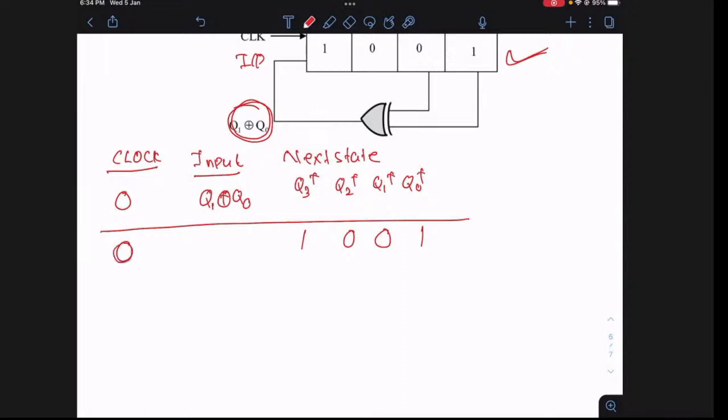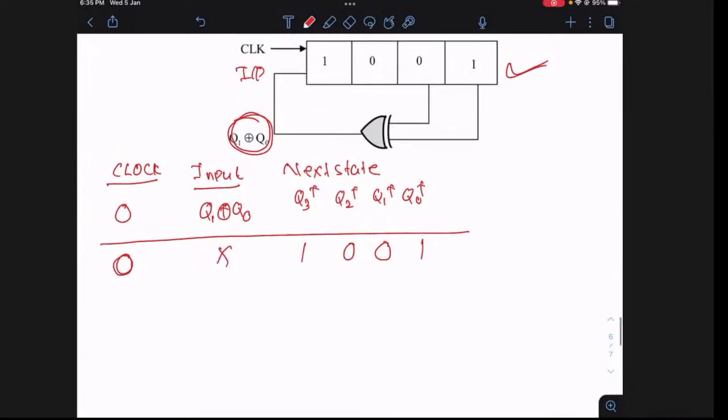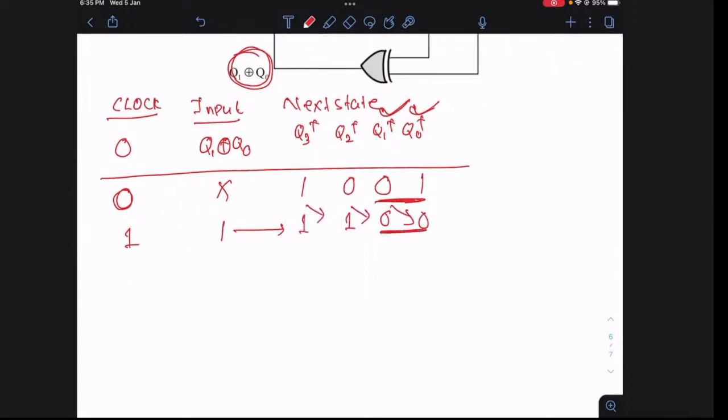Initially, we haven't applied any clock. We haven't given any input, so I'm putting a cross. This is the state. Then the input is Q1 XOR Q0. I have to always do XOR of this and this column. So 0 XOR 1 is 1. Then I'm giving the first clock. This one will be shifted here. This one will be shifted here. This is 0 and this is 0. 0 XOR 0 is 0.